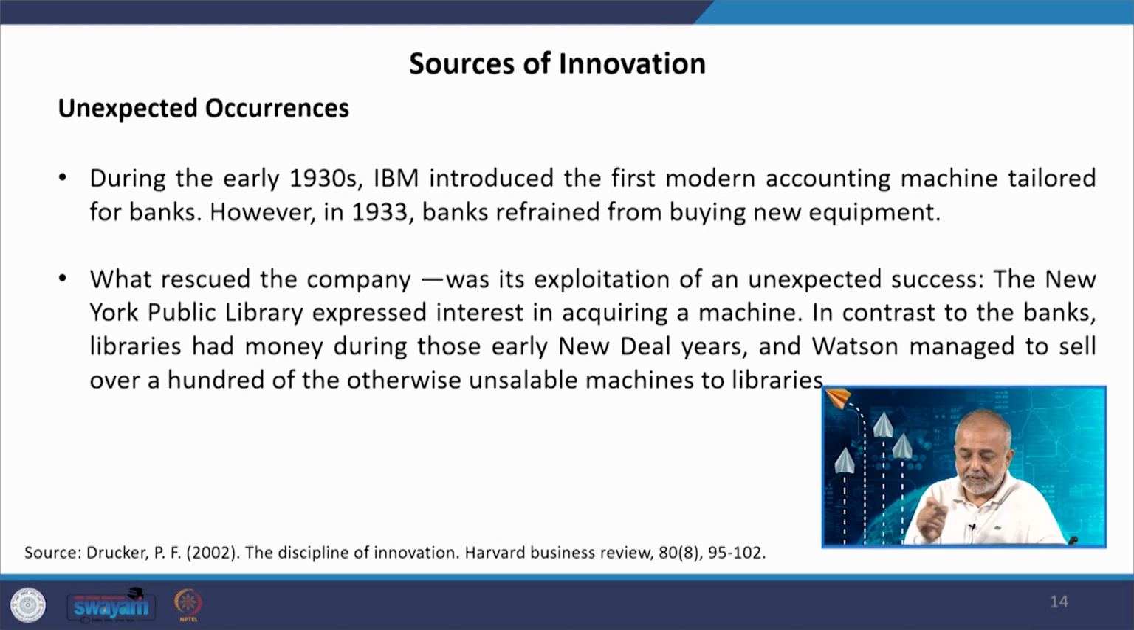The New York Public Library expressed interest in acquiring a machine. They were modernizing themselves, they were actually progressive. In contrast to the banks, libraries had money during those early New Deal years. The libraries were sought-after places, people used to visit those, people used to love sitting there and so on. And Watson managed to sell over 100 of otherwise unsaleable machines to libraries. It itself unexpectedly happened. Someone got to know that this is coming up, why not use this.